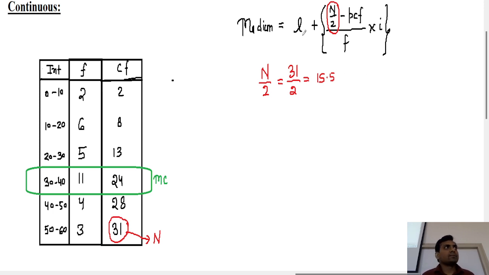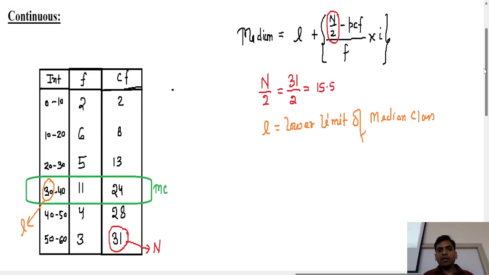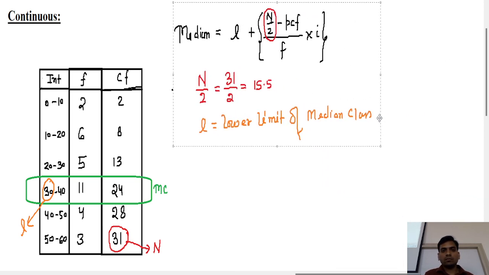So this is L. L is the lower limit of the median class. This is L. L is called lower limit. L is the lower limit of the median class. Okay, so now next term. So this L is clear.